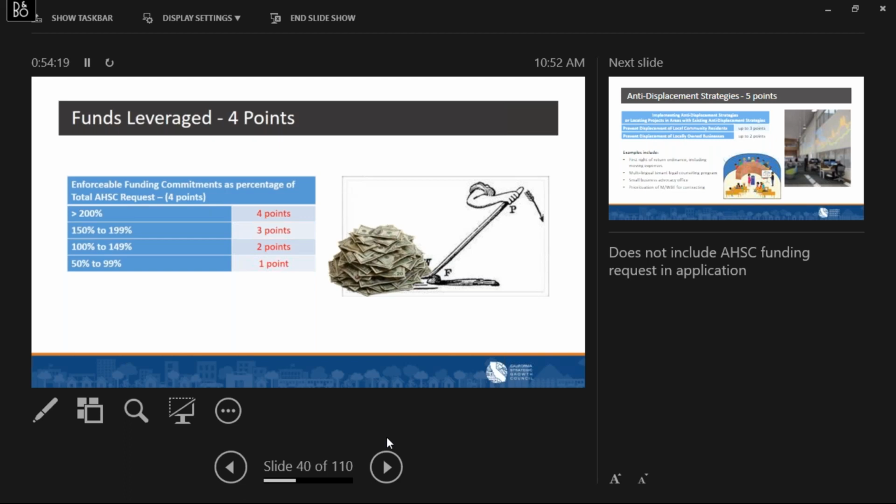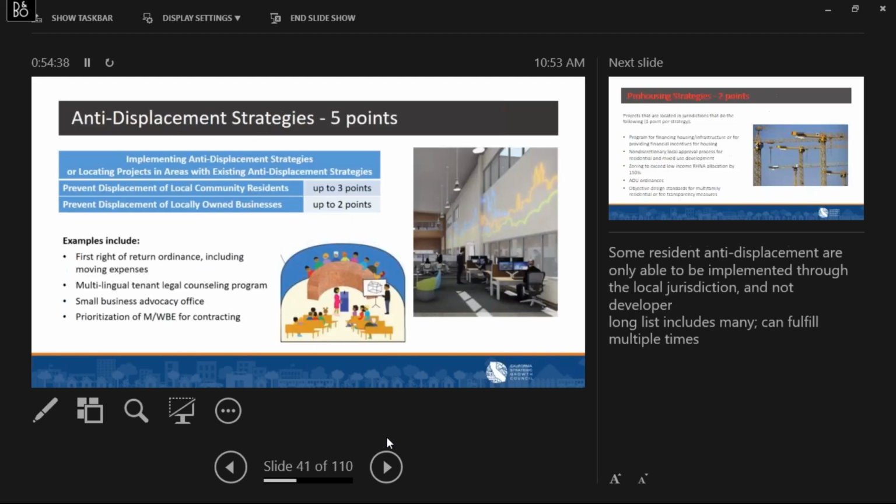The category that was dropped off from previous rounds was 25% to 49% of leverage funds. AHSC is really stressing that we would like to see more leverage projects in future rounds. So we eliminated that lowest criteria.